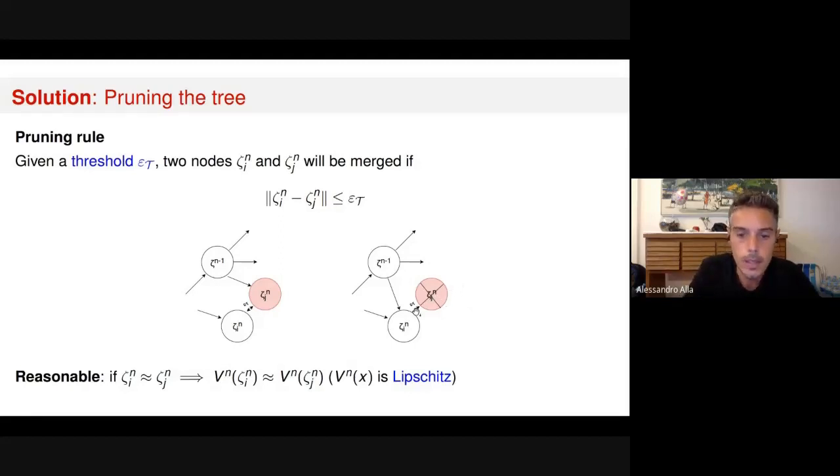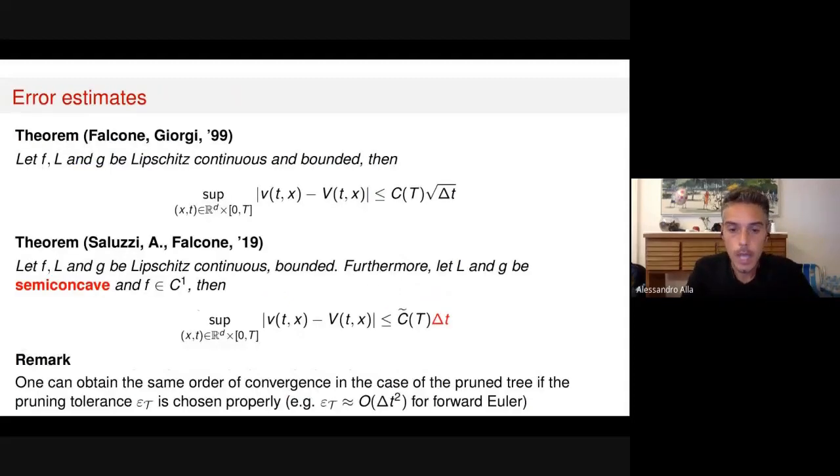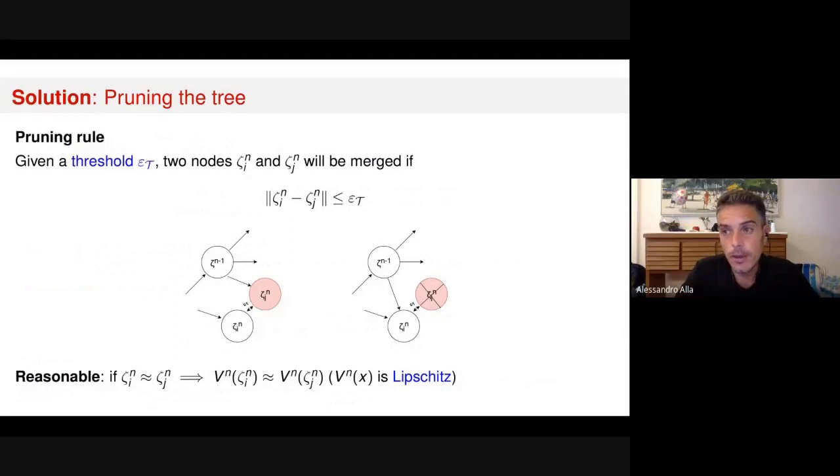Why can we do that? It's well known that the value function is Lipschitz continuous. So that means if two nodes are very close and the function is Lipschitz continuous, the error that we get neglecting those nodes is very small. For this reason, we can cut a node of the tree. This will be helpful because we can also mitigate the problem of the exponential cardinality of the tree.